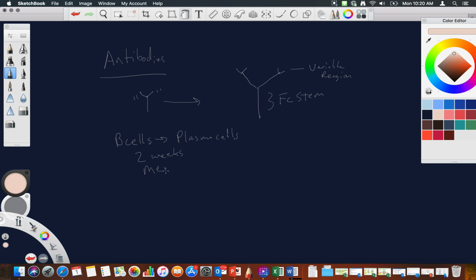One of the nice things about the adaptive immune response is that we get memory cells. So memory B cells would be involved in a secondary response, and we have antibody produced in 3 to 4 days. So you might get a mild infection, but the antibodies would clear that up relatively quickly.